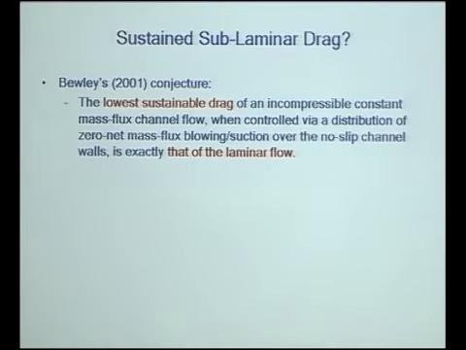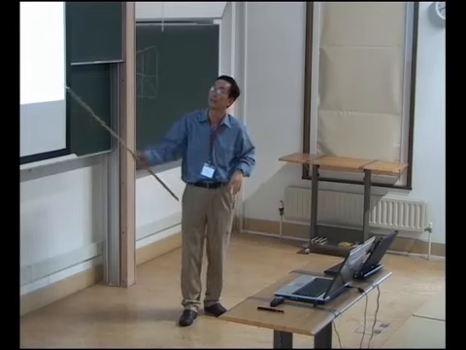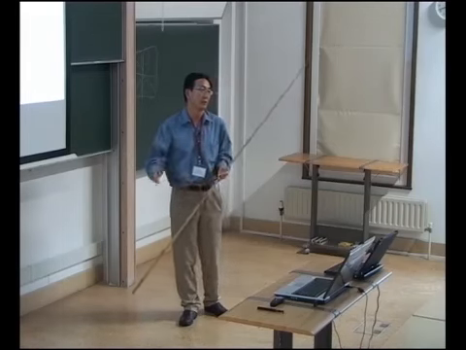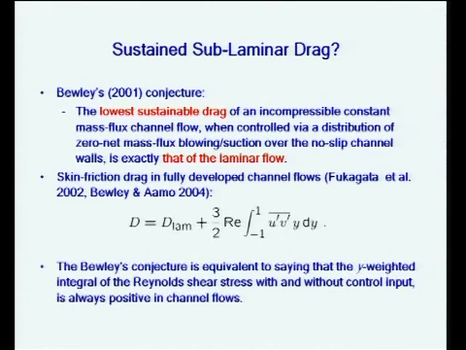And on top of that, we ran into Bewley's conjecture from a few years ago. He was asking the same question, whether or not you can have a sustained drag below that of laminar. He concluded that, suppose you do some blowing and suction just the way we do it, with a net zero mass flux, what is the minimum drag you can have? And he conjectured that the lowest sustainable drag is that of laminar flow. So it's totally contradictory to Bewley's conjecture.